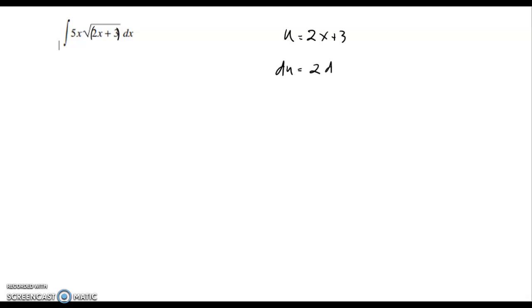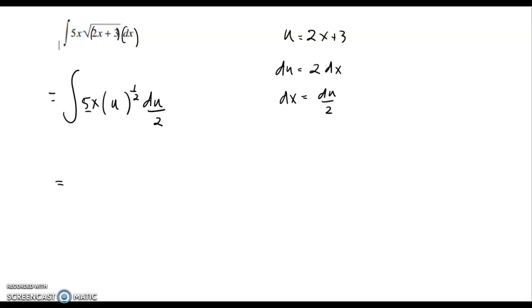du is just 2dx. dx would be du over 2. So we do our substitution, change of variables. I haven't subbed out x. This is the square root of u, which I'll just go ahead and write as u to the 1/2, which we like to do. And then I'll sub out my dx, which we solved for, and I get du over 2. And I'm going to go ahead and factor out the constants, 5/2.